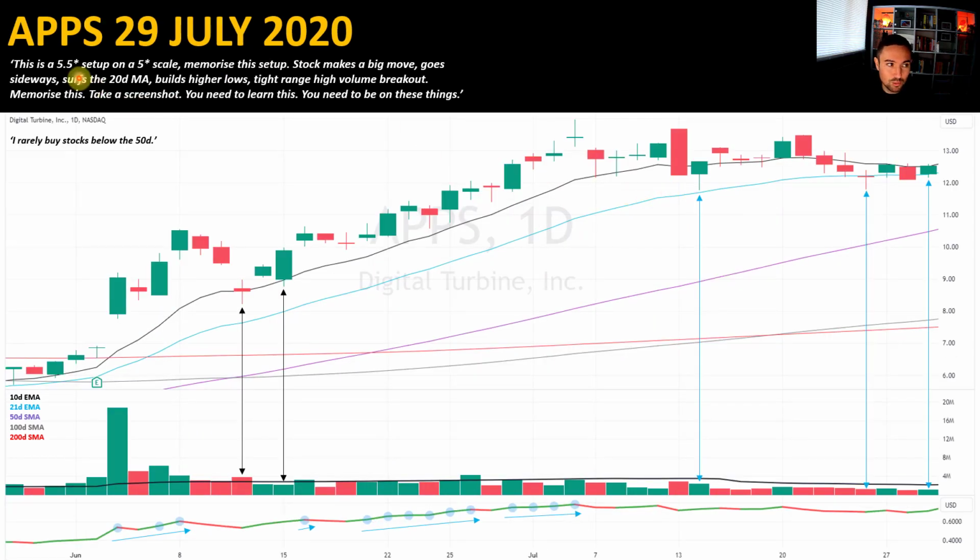APPS. This is a 5.5 setup on a 5-star scale. Memorize this. Stock makes a big move, goes sideways, surfs the 20-day moving average, builds higher lows, tight range, high volume breakout. Memorize this. Take a screenshot. You need to learn this. You need to be on these things. So you can see here a little subtlety as well. So pre-base.